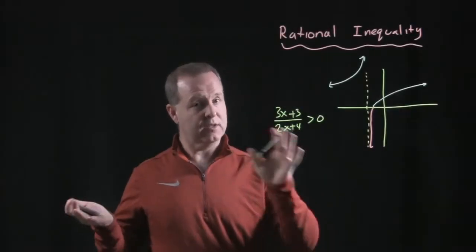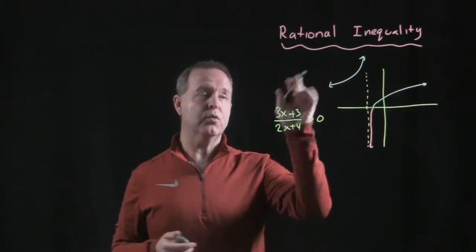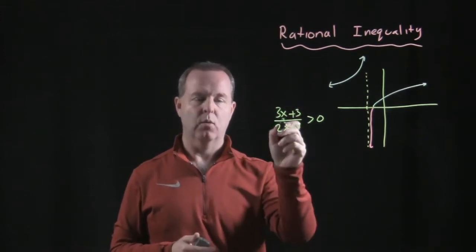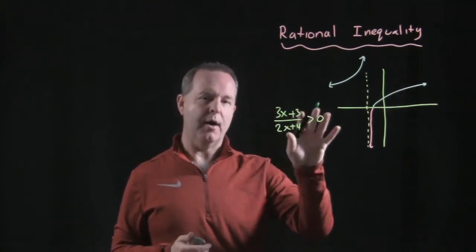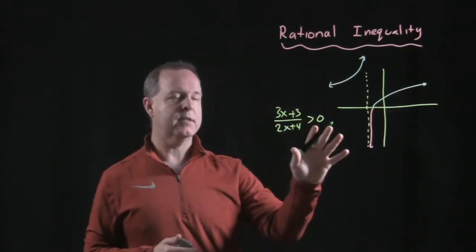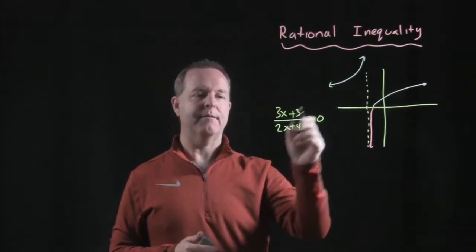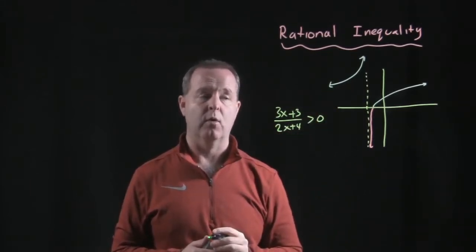Now we want to go from polynomial inequalities to rational inequalities, where we have a polynomial over a polynomial. How do we determine how to solve these problems? Well, here's an example. We went ahead and graphed 3x plus 3 over 2x plus 4.